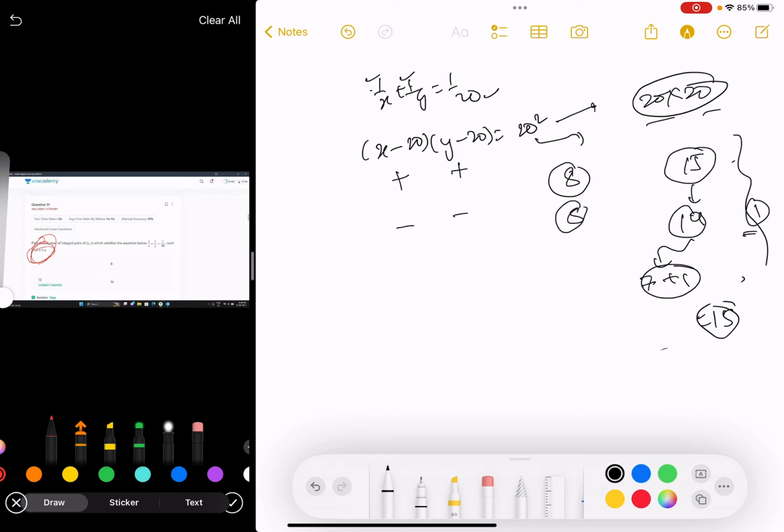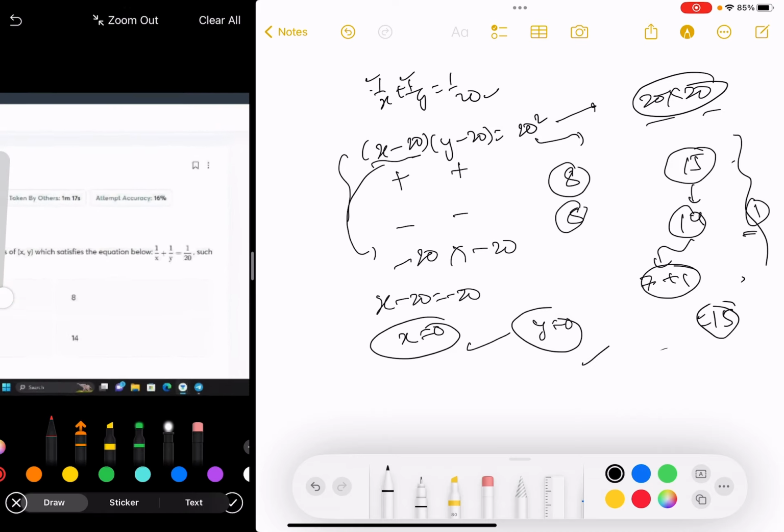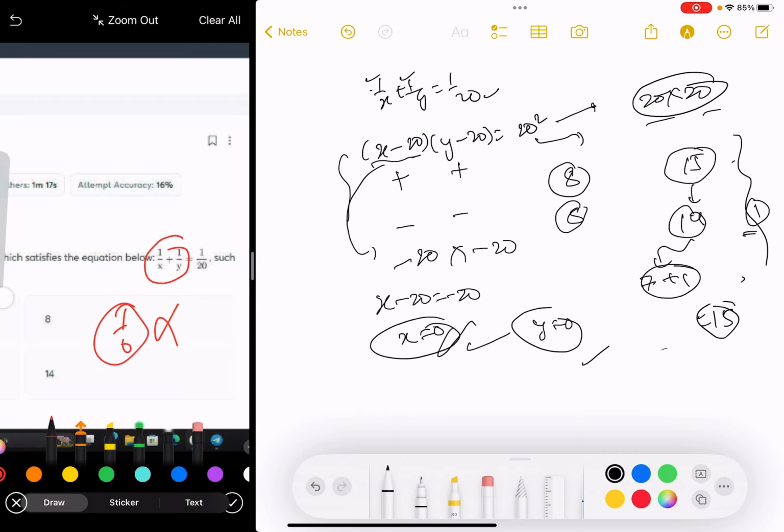But one thing to notice whenever you do these integral type questions is that there will be one case when we take minus 20 into minus 20. In that case, x minus 20 equals minus 20, so x will be 0, and y is also 0. Putting these x and y values in the original equation, 1 by 0 is undefined, so this case is gone. So in total we had 16 cases, subtract one case, so 15.